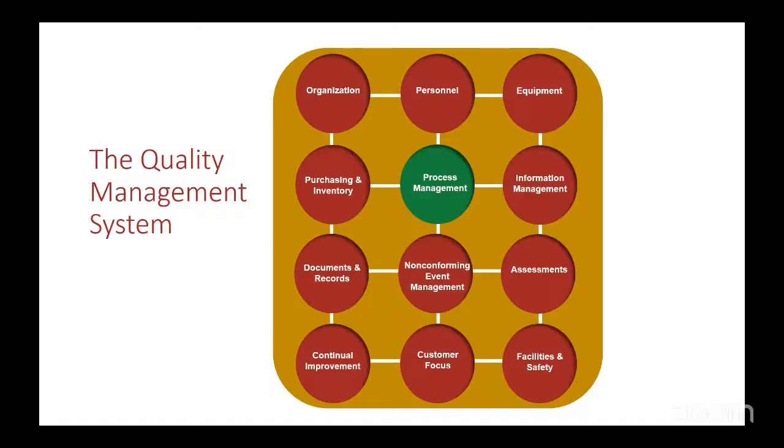Now, for the quality management system, these are the 12 quality system essentials. Sample management is part of process management. For those not quite familiar with the quality system essentials, we have organization, personnel, equipment, purchasing and inventory, process management, information management, document and records, non-conforming event management, assessment, continual improvement, customer focus, facility, and safety. There are other aspects of process management, like quality control in semi-quantitative, quantitative, and qualitative testing. All these are part of process management.